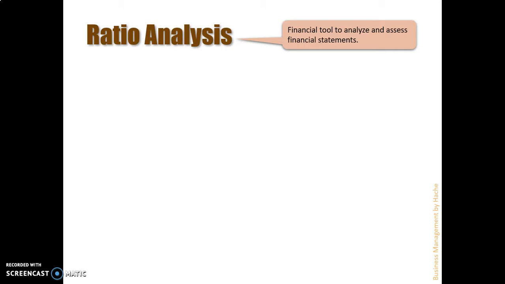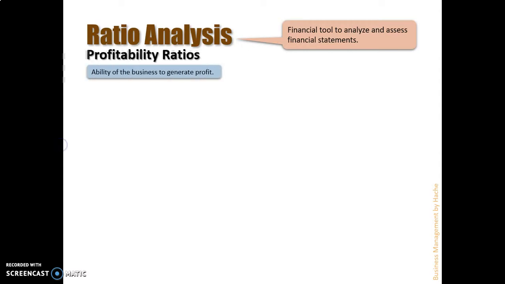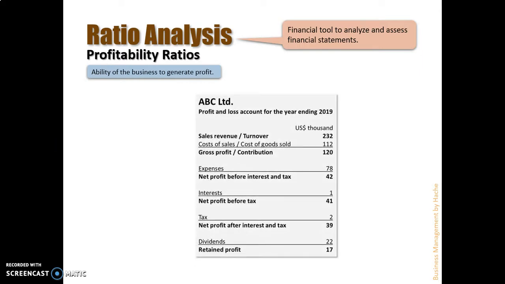Ratio analysis in this presentation focuses on three important aspects. Number one, we focus on profitability. So we get profitability ratios. They show us how well the business is doing in generating profit. In order to get those figures, we use the profit and loss account, and we have two very well-known ratios from this statement.